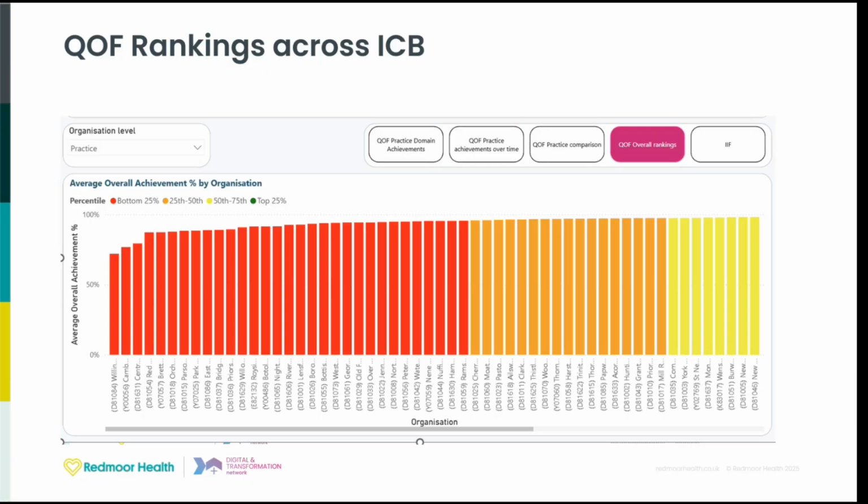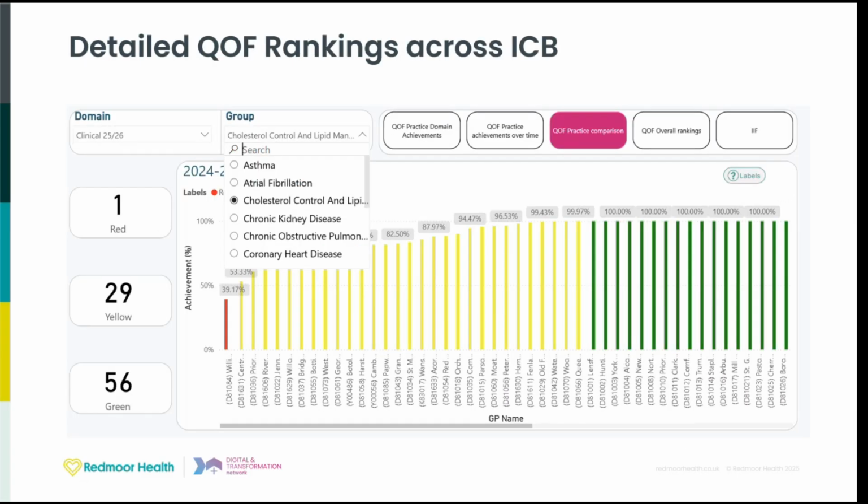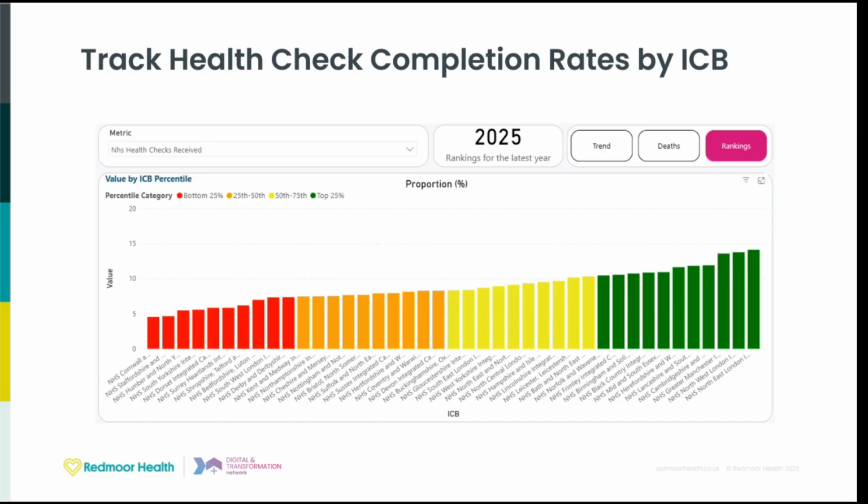Similarly on QOF, you can see the QOF overall rankings for all the practices within an ICB in the previous QOF year. And alongside the overall QOF performance, you can also drill down into different domains and different groups as well, and see how different practices are ranking up. It's also useful, like I mentioned, to see across all the ICBs in the country how an ICB is performing. And you can do that across all the different data sets.